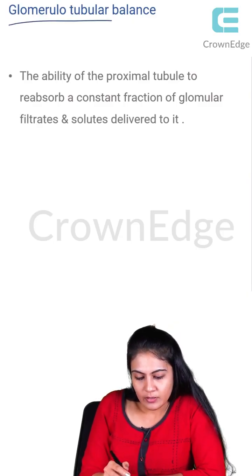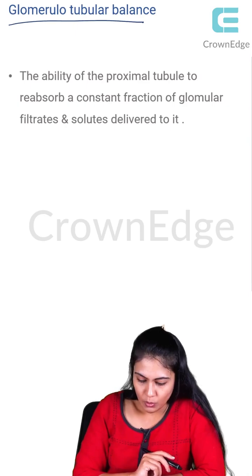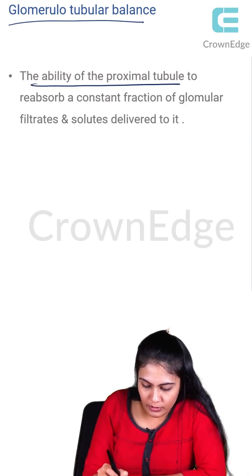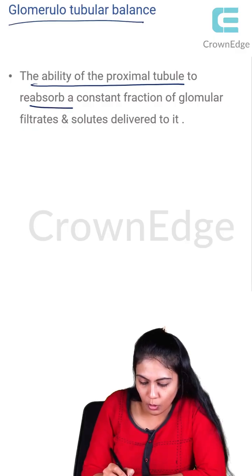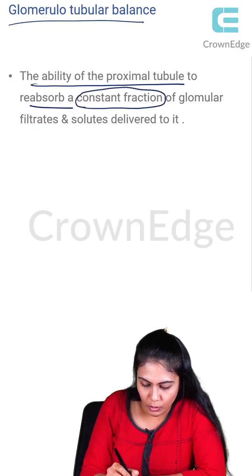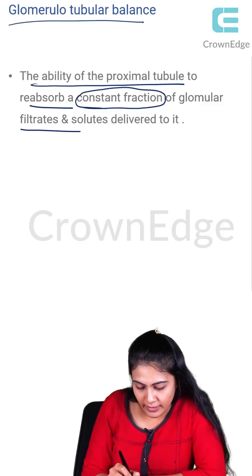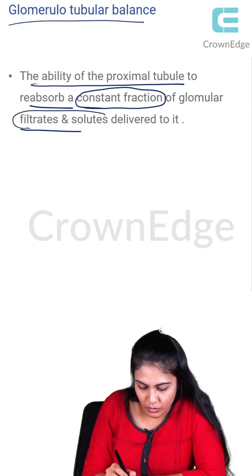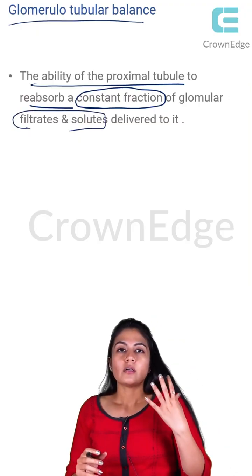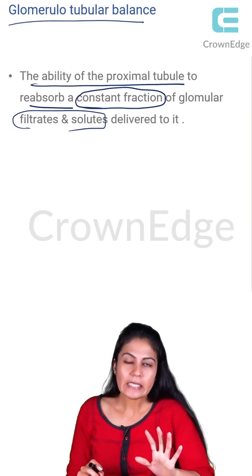The next phenomenon is glomerulotubular balance. What is that? The ability of the proximal tubule to reabsorb a constant fraction of the glomerular filtrate and of the solutes delivered to it, right? What do you mean by that? We know the percentage, right?